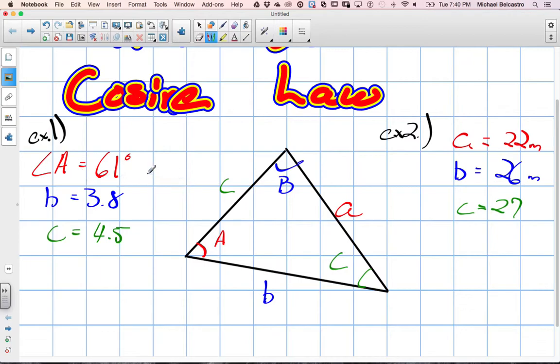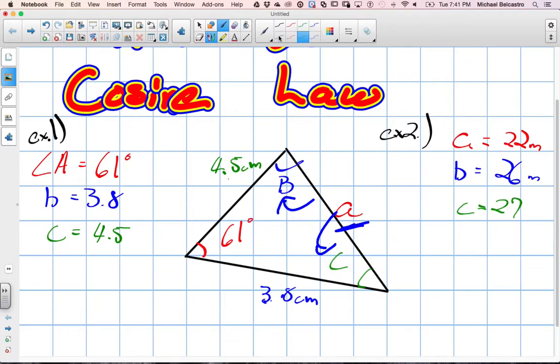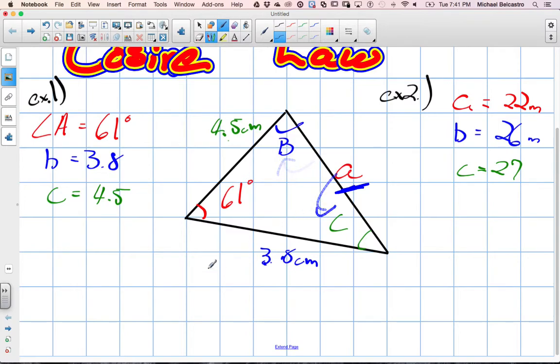In the first one, we'll go through it and replace our letters here. They've told us that angle A is 61 degrees, side B is 3.8 centimeters, and side C is 4.5 centimeters. So we've set up that relationship where we have our two side measurements and the angle that's contained. We can use that to solve our opposite side A, and from there we can use more information like sine law to solve for the internal angles, but we're just going to focus on solving the opposite side.